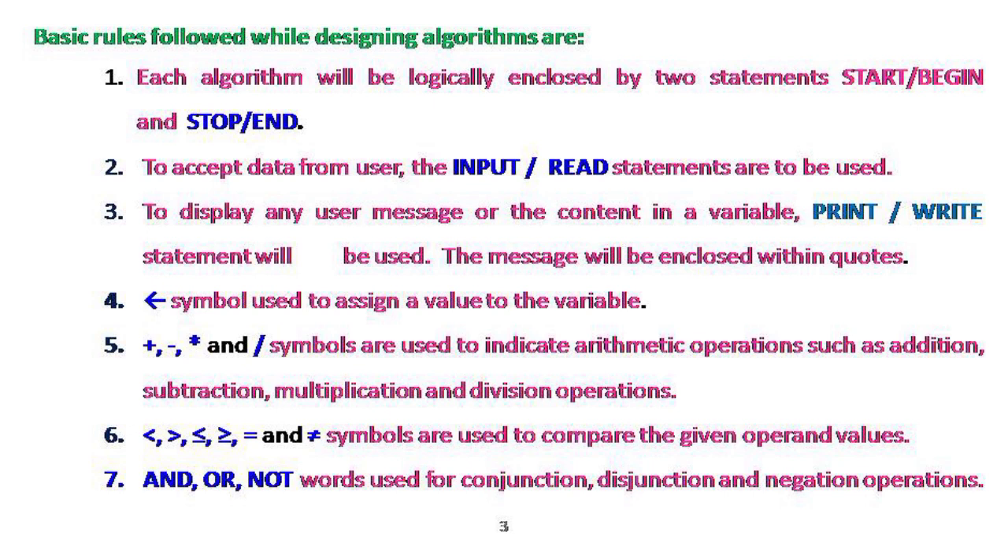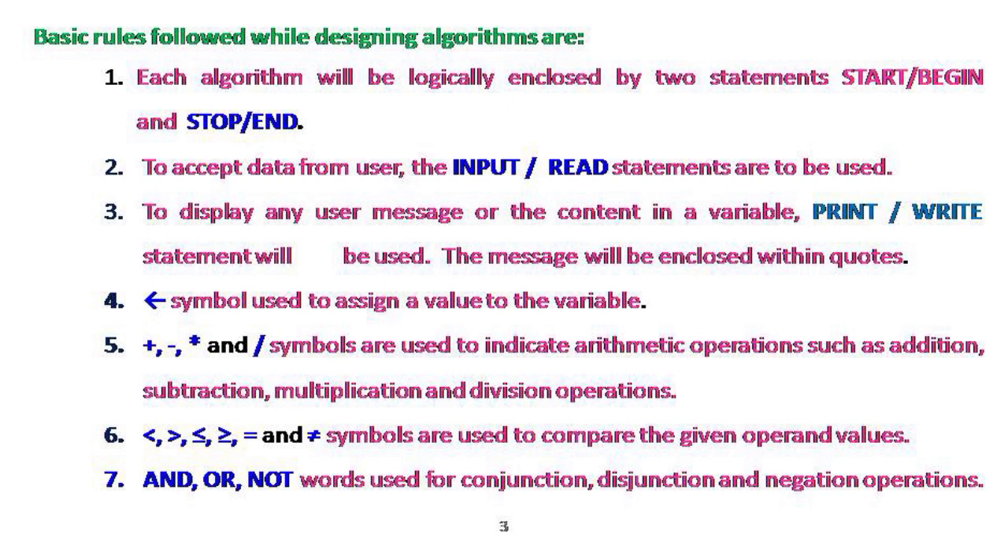Then the next one, we have to assign some values, that is x equal to 10. Instead of using the equal to symbol, we will go for the assignment operator, that is the arrow mark, a right to left indication. So instead of x equal to 10, we write x, the arrow mark, and 10. Similarly, if you want to perform arithmetic operations in your algorithm, you can use these symbols: plus, minus, asterisk for multiplication, and slash for division.